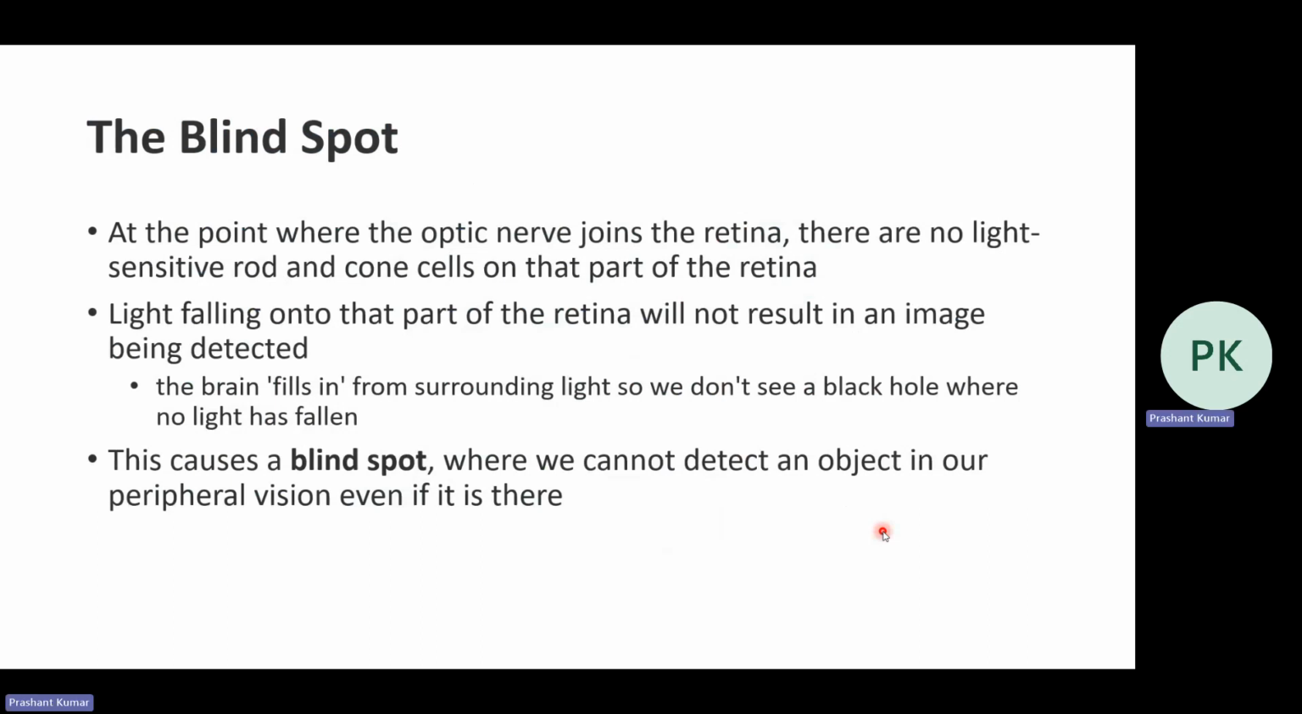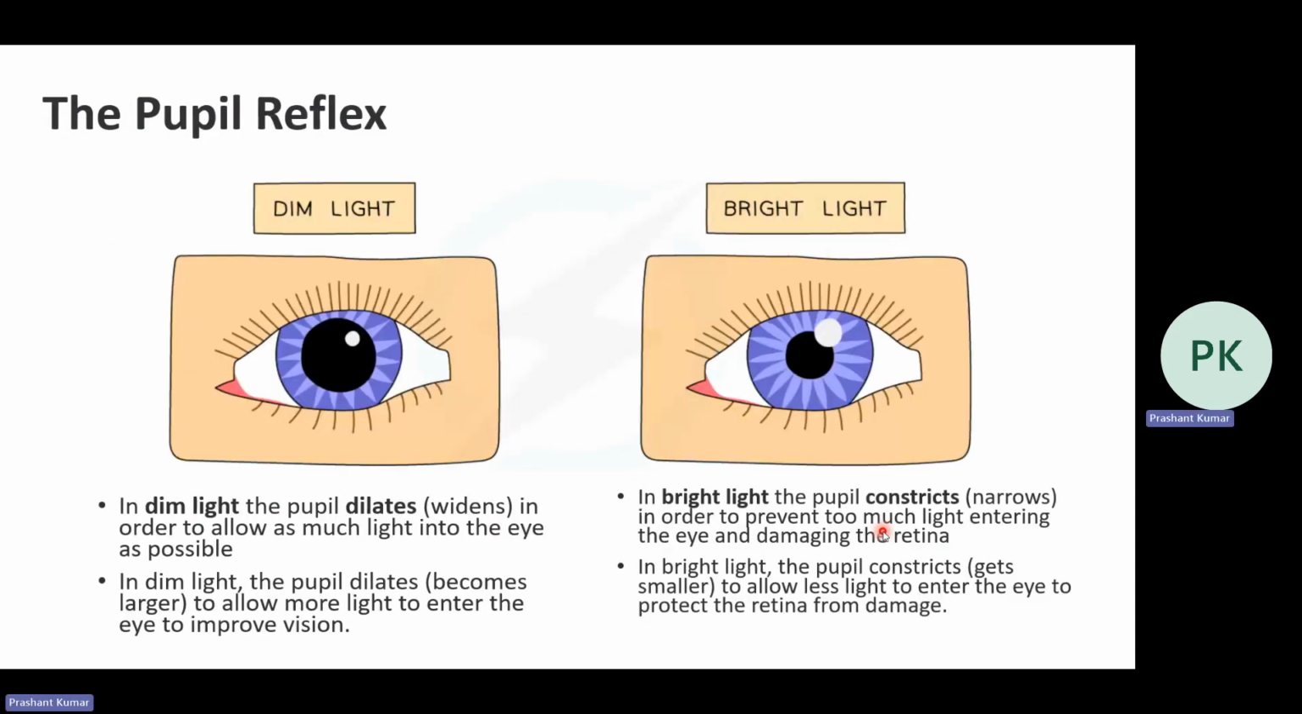Light falling onto that part of the retina will not result in any image being detected because the brain fills in from surrounding light. So we don't see a black hole where no light has fallen, right? This causes a blind spot where we cannot detect an object in our peripheral vision, even if it is there, right? Very interesting.